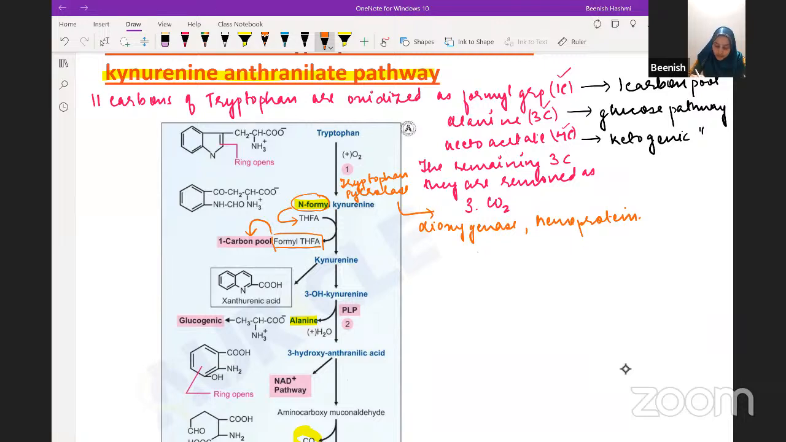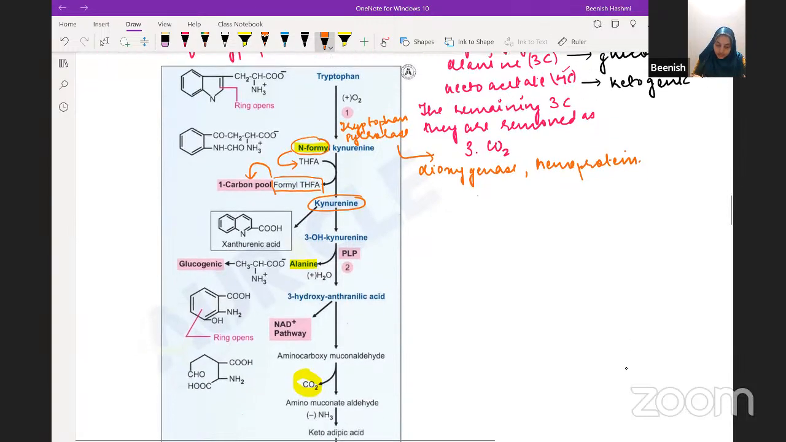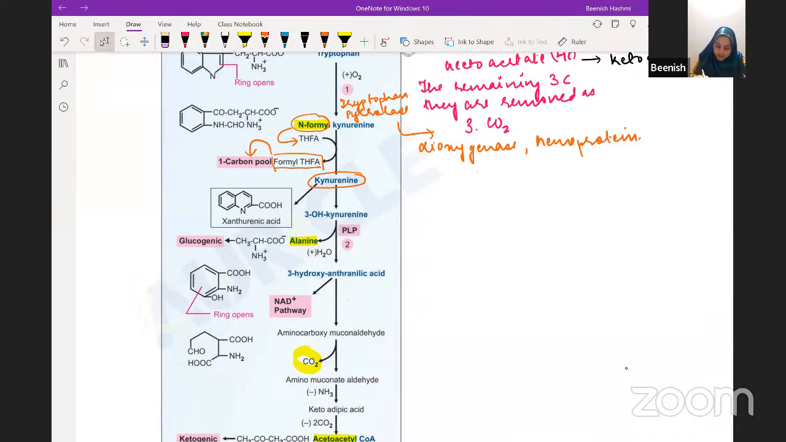Now this N-formyl kynurenine, after giving its formyl to tetrahydrofolic acid, becomes kynurenine. Okay, now this kynurenine, what is happening? You can see a hydroxyl is being added to it. So it is getting hydroxylated to form 3-hydroxykynurenine. Now this 3-hydroxykynurenine then changes into 3-hydroxyanthranilic acid, and in this reaction, you can see alanine is given out, and PLP is required for this reaction.